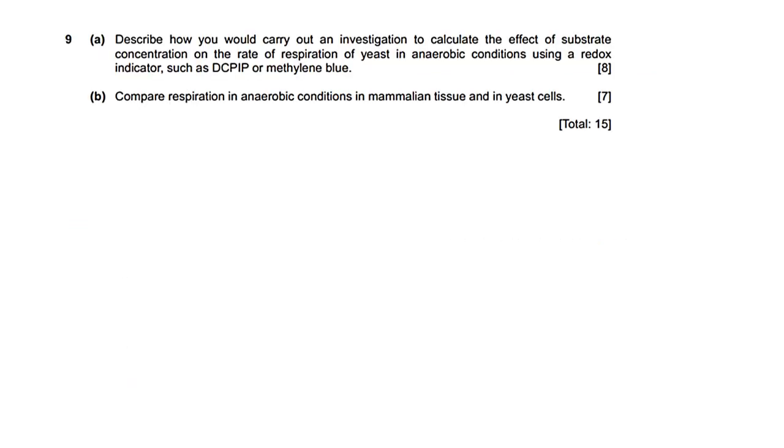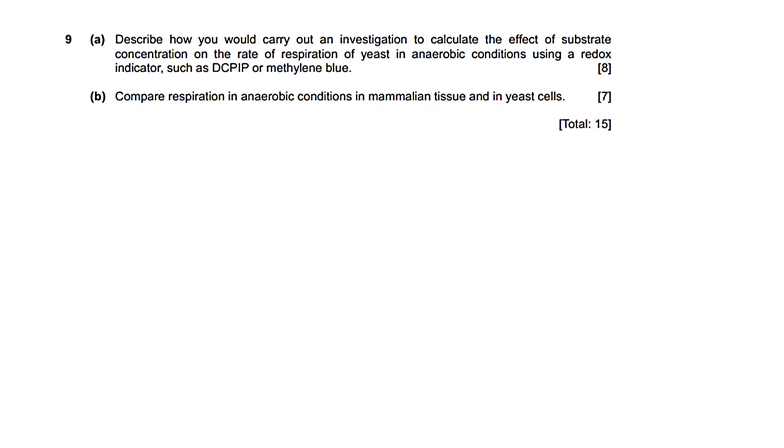The first question says, describe how you would carry out an investigation to calculate the effect of substrate concentration on the rate of respiration of yeast in anaerobic conditions using a redox indicator such as DCPIP or methylene blue, and that is for 8 marks. And the second question is compare respiration in anaerobic conditions in mammalian tissue and in yeast cells.